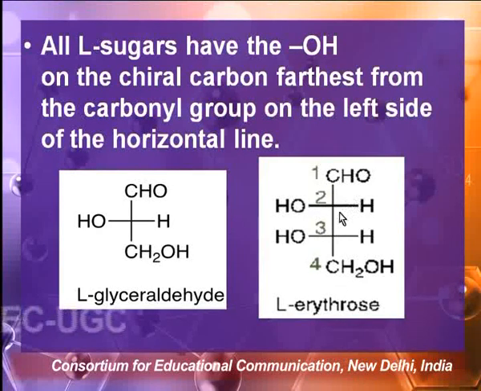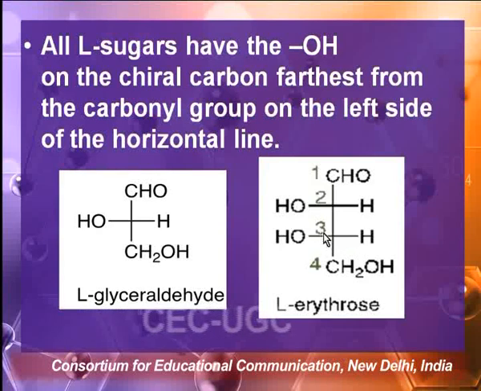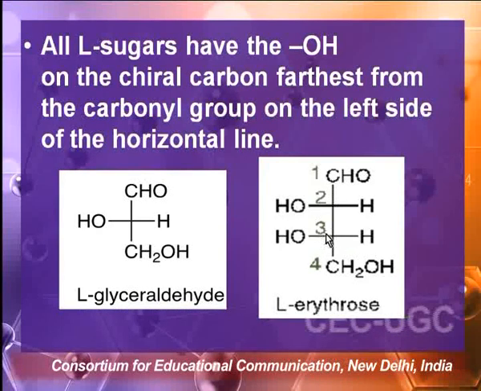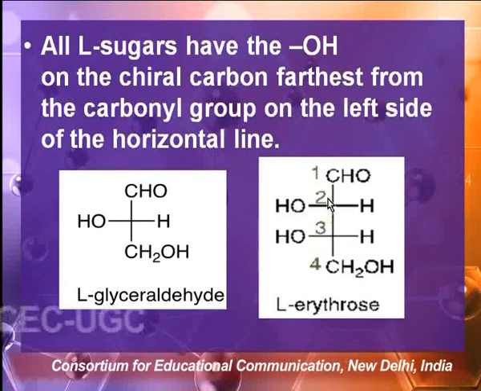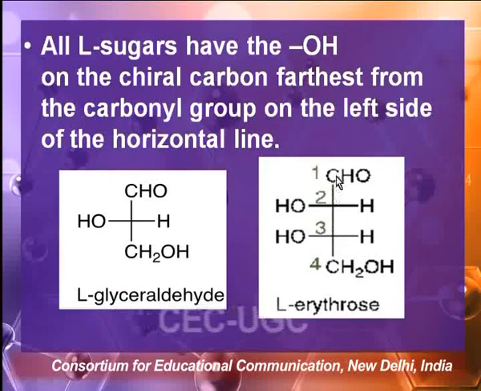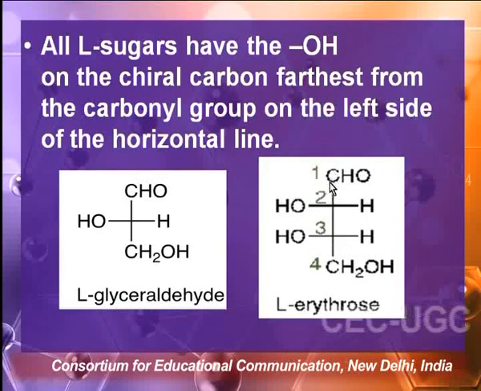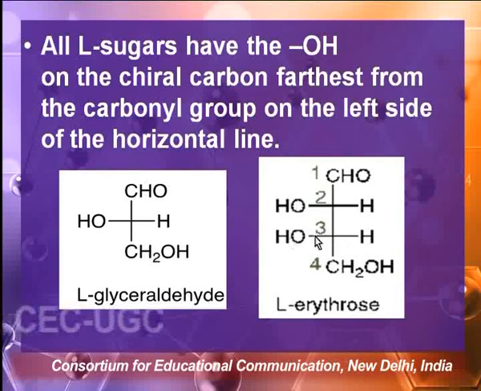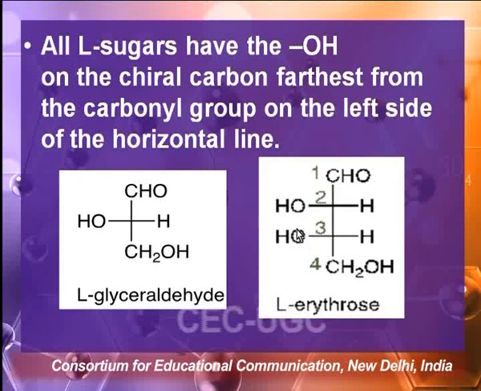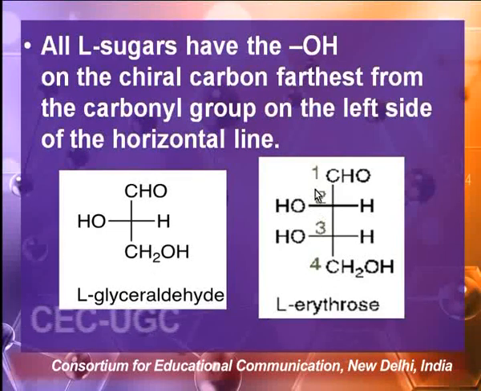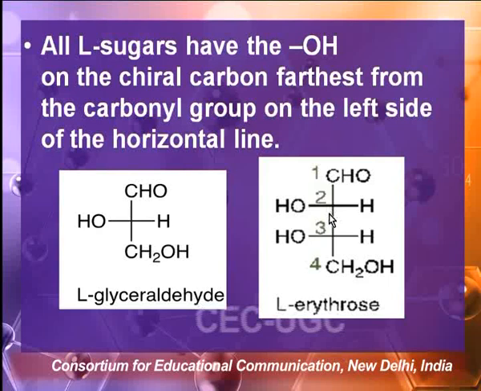The second and the third carbons are chiral carbons. So that means the highest numbered asymmetric carbon is the third carbon, and this carbon is the chiral carbon which is also furthest away from the aldehydic group, that is the carbonyl group, and in this the OH is on the left hand side, so it has L configuration. So this is L-glyceraldehyde, and erythrose, which is a tetrose, aldotetrose, it has L configuration.